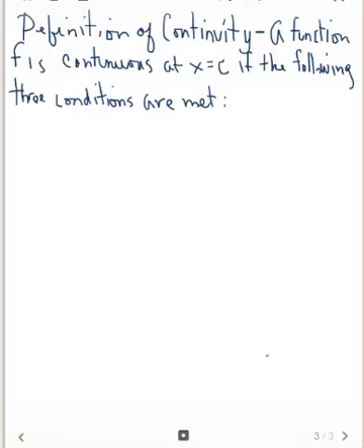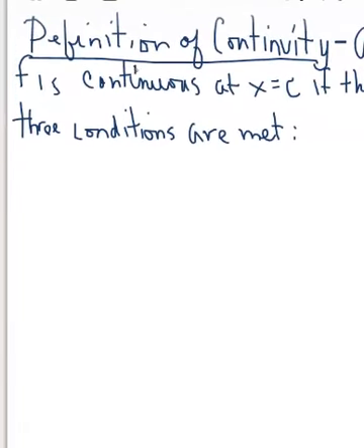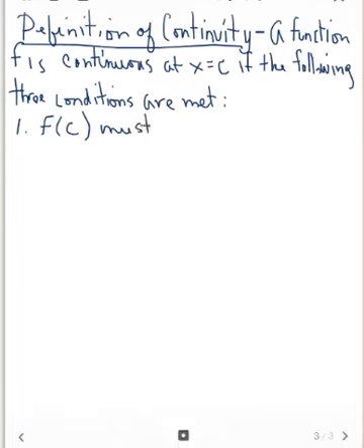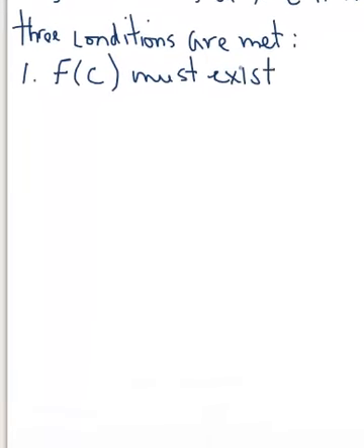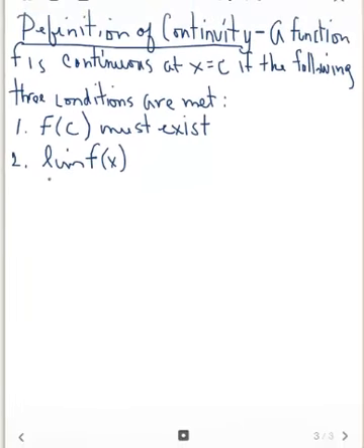All right, here's a definition of continuity. A function f is continuous at x equals c if the following three conditions are met. As we saw in our three example graphs, the first thing that has to be true is that the function must exist at that particular c value. If there's not a point there, we have trouble. Okay, well, what else has to be true? Well, the limit has to exist, meaning that we want to avoid vertical asymptotes and jump discontinuities.